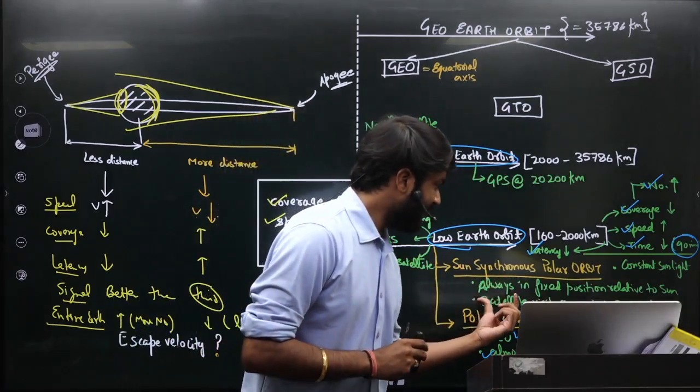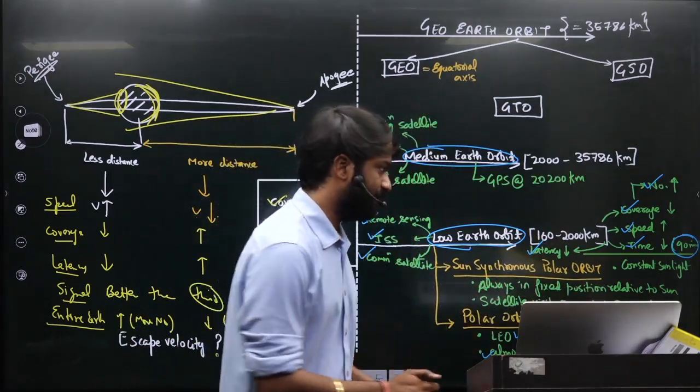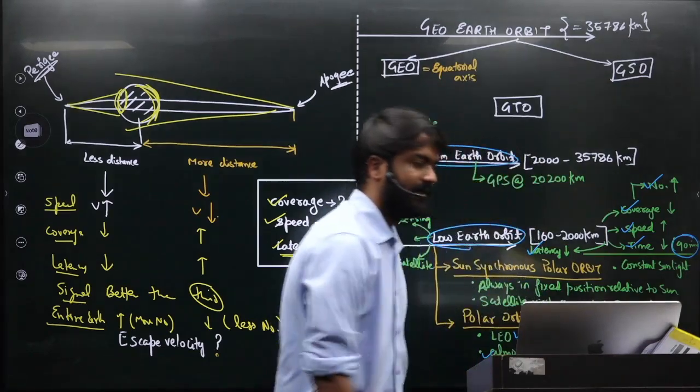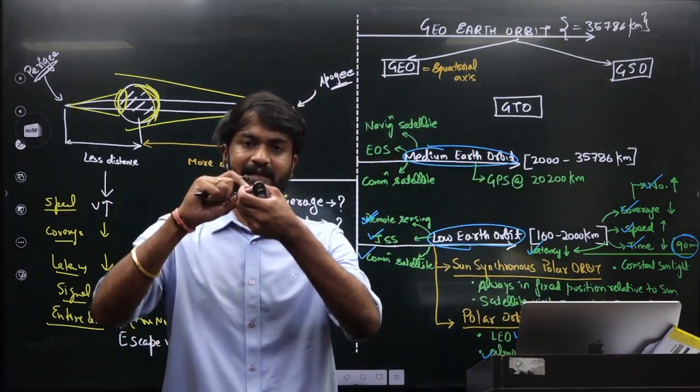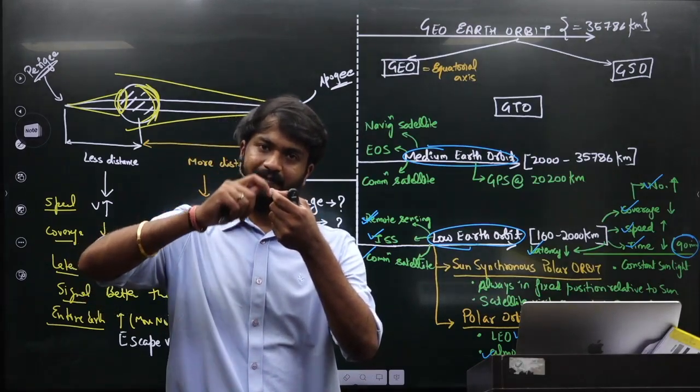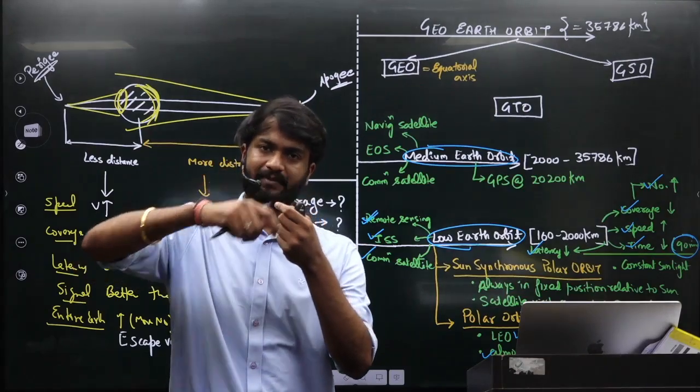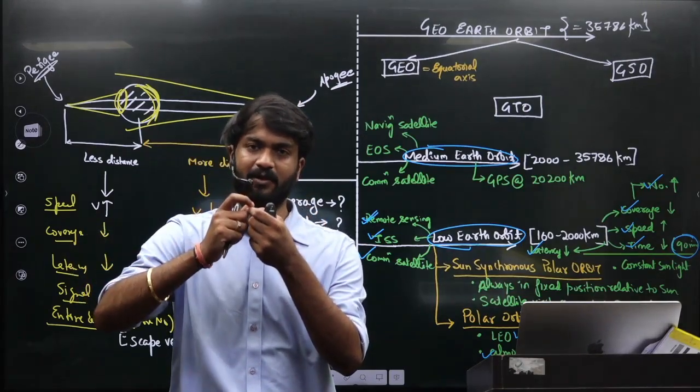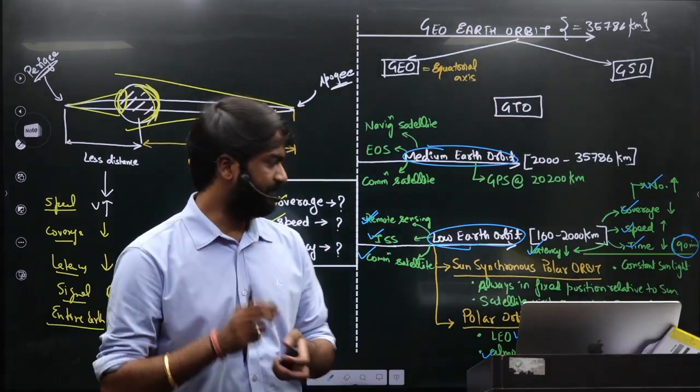Then the satellite visits the same spot at the same time. It will visit the same spot at the same time. It is, let's say, at Delhi at 1 p.m. So on a daily basis at 1 p.m. it will be over Delhi only. On a daily basis. So it will be at the same spot at the same time every day.